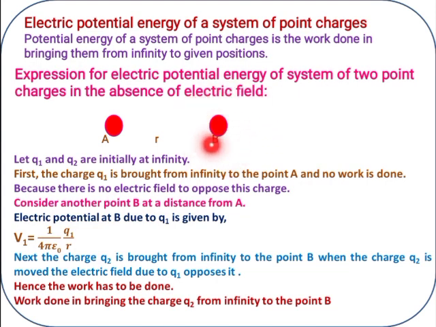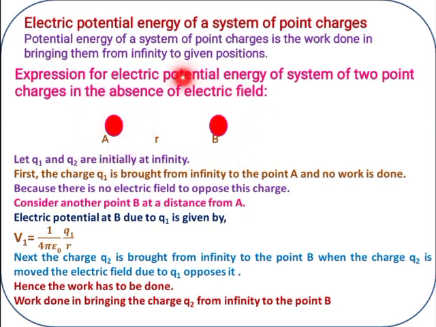This is another charge. If I bring that charge from infinity and fix it at B, where already one charge is present at A, then there is work done. Work has to be done. Why? Because the area surrounding this charge is called an electric field. This area is completely occupied by the electric field.